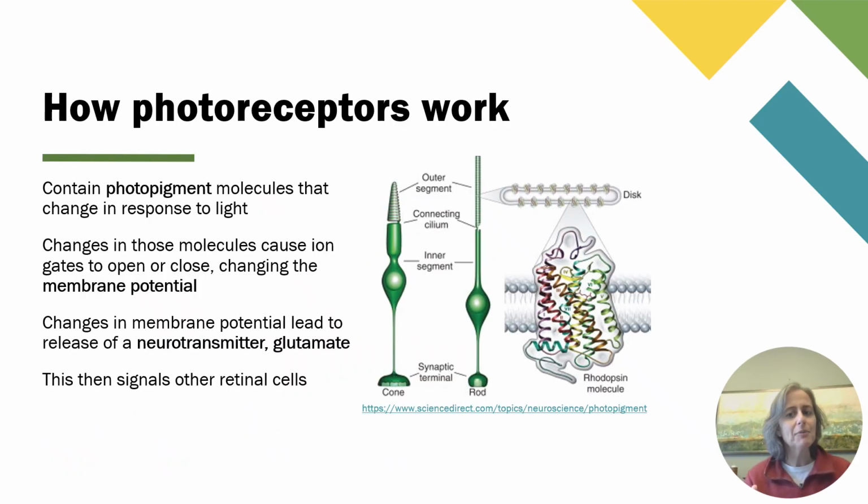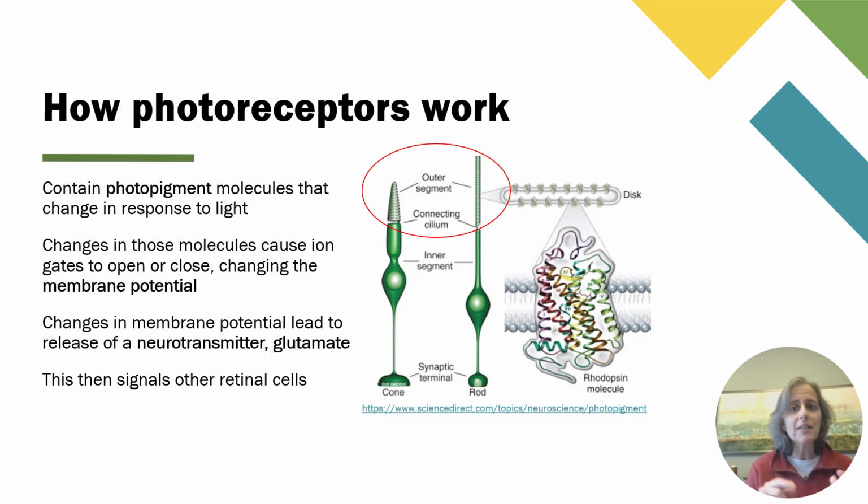So how do photoreceptors work? Whether you are a rod cell or a cone cell, the basic principle is the same. You have certain photopigment molecules inside the upper part, which is actually the deepest part of the cell, that are going to actually change in their shape and their conformation in response to light. So when they're hit by certain wavelengths of light, those molecules are going to change.